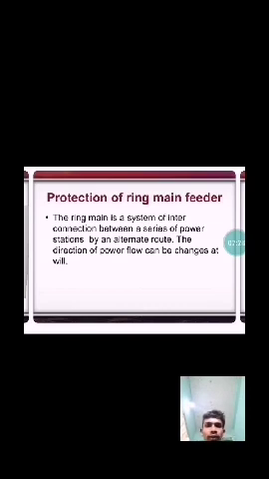The ring main system is in terms of the connection in series between the stations, and alternate relays discriminate the direction of the flow of current.